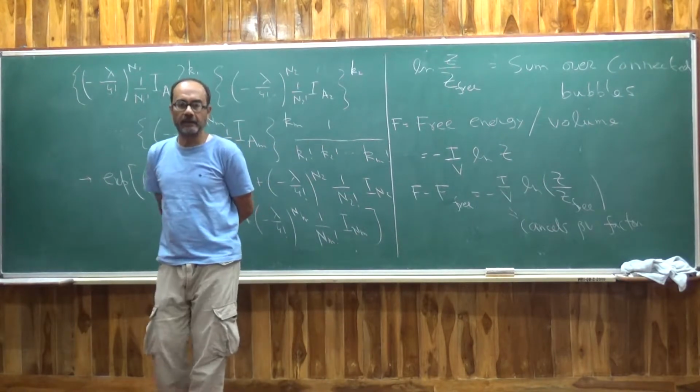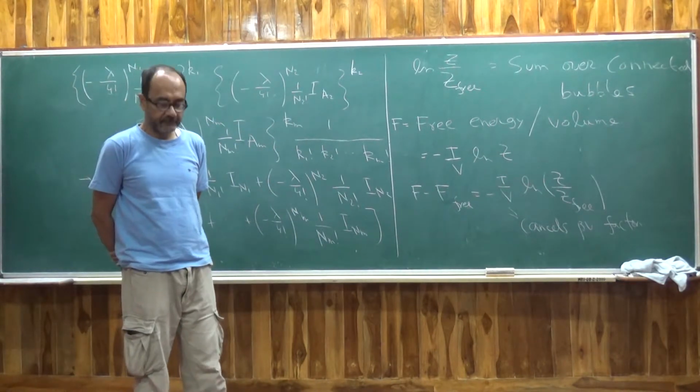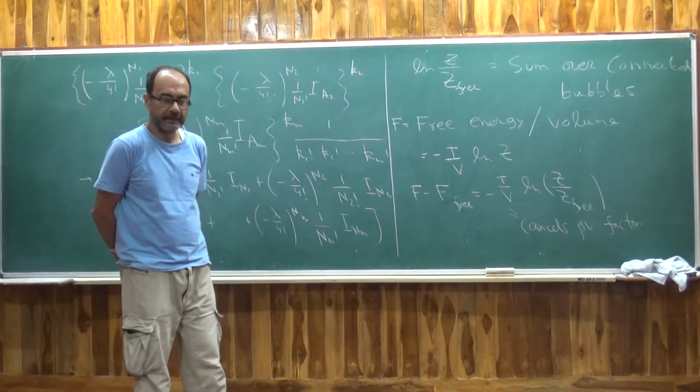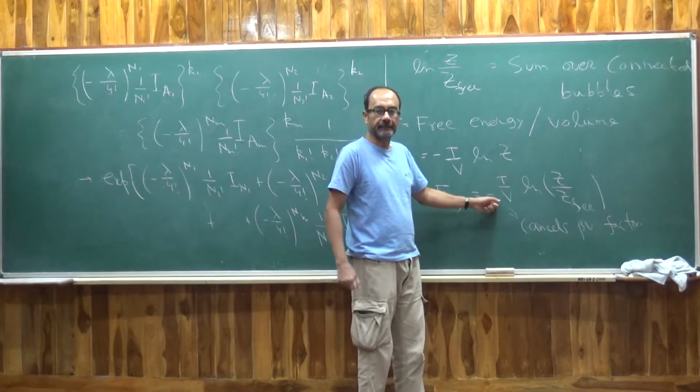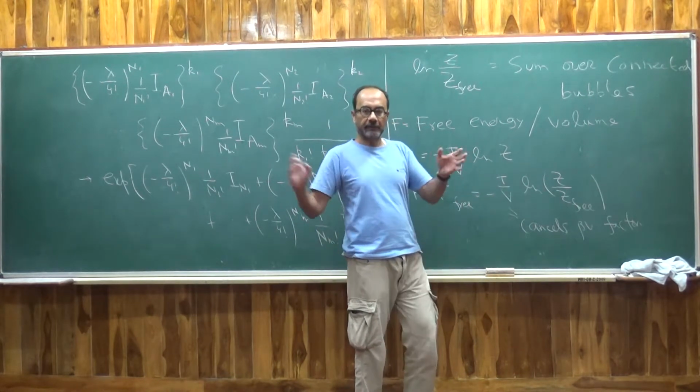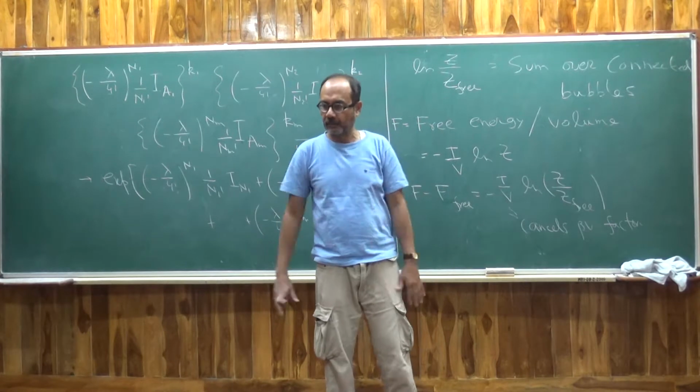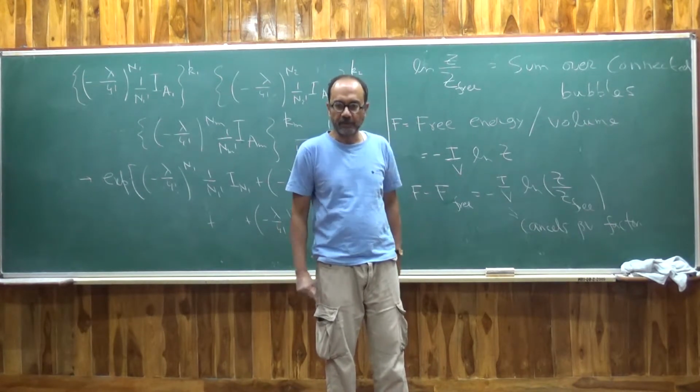So this is a finite quantity in the V goes to infinity limit. So the only thing you have to keep in mind is this minus sign. This is something that you have to explicitly include. So after you sum over connected diagrams, you have to multiply by minus 1. That's the only thing you have to keep in mind.